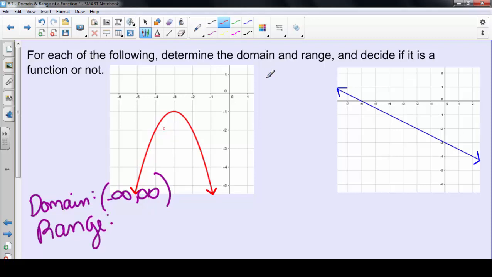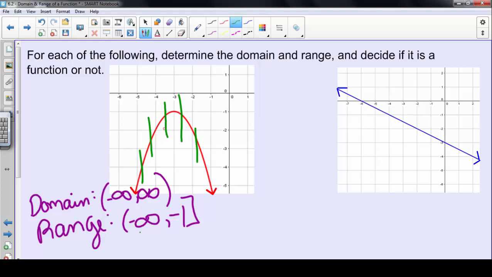Now our range. Notice that these keep going down forever. So our lowest possible point is -infinity. But notice the graph stops at a height of -1. It doesn't go any higher. So that means it only goes up to -1. And since it hits it, we've got a bracket. Now for the vertical line test, no matter what we do, we'll only cross the graph once. It is a function.